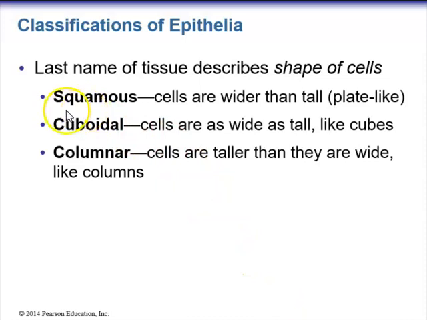We consider epithelium to be squamous if the cells look like plates or discs, so cells are wider than they are tall. If the apical cells look like they are cubes, we call them cuboidal, so cells that are as wide as they are tall and look like cubes. And if the apical cells look like columns, we call them columnar because these cells are taller than they are wide and they actually look like columns.